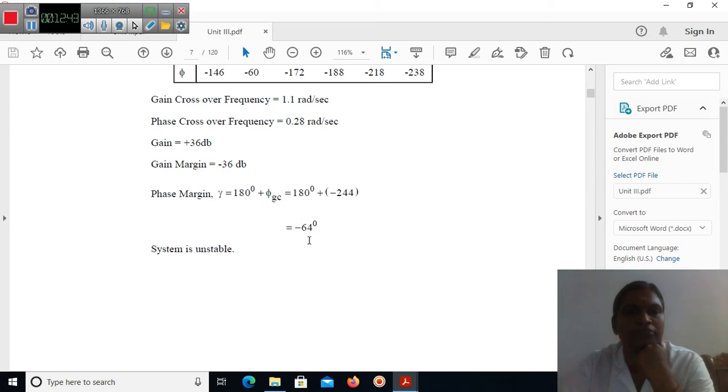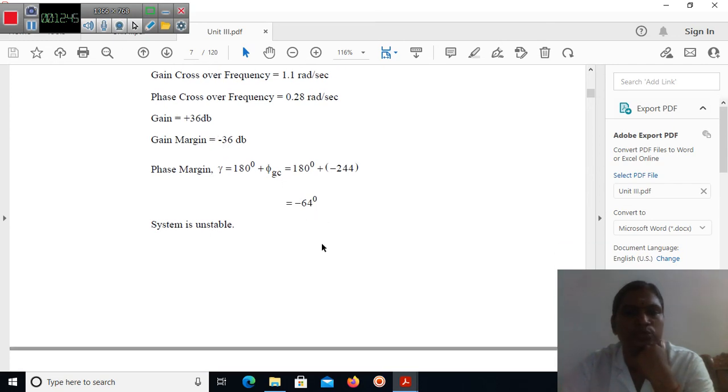Gain margin and phase margin are both negative values, so the given system is an unstable system. We can conclude this from the phase margin and gain margin we have. If we get a positive gain margin and phase margin, the system is stable. Here we get negative values, so the system is an unstable system. Thank you.